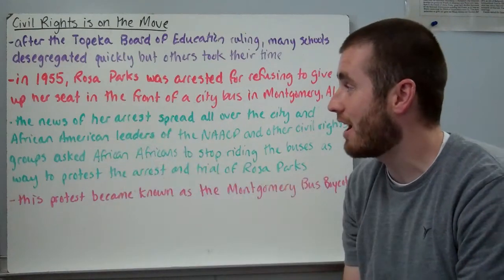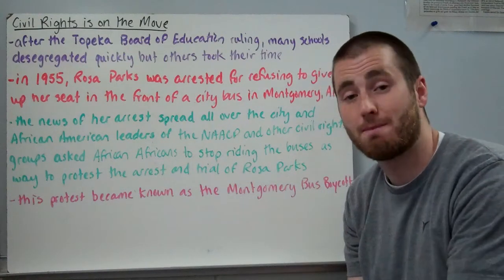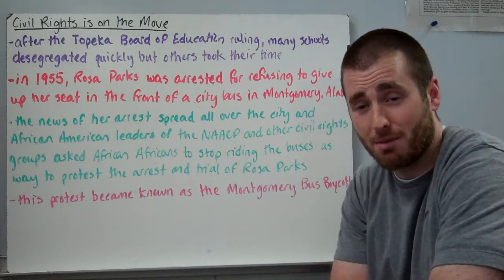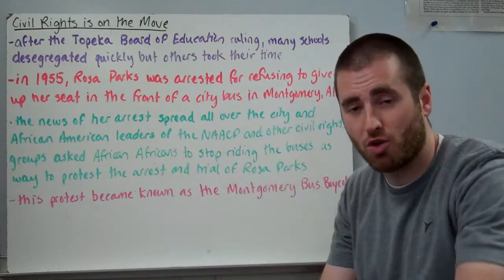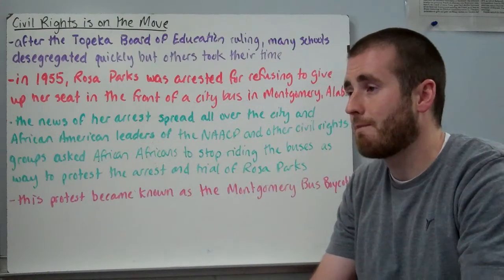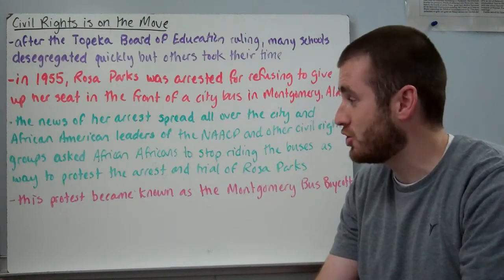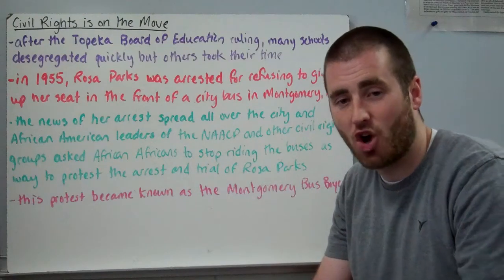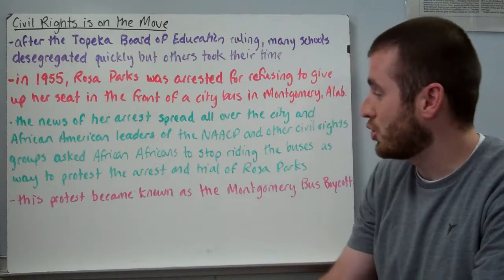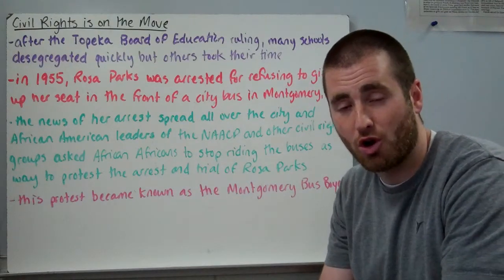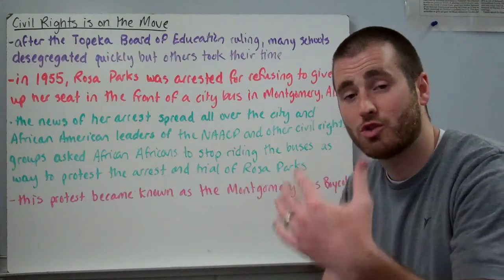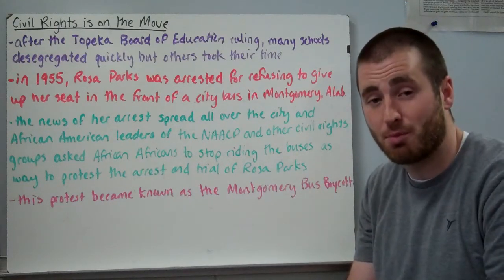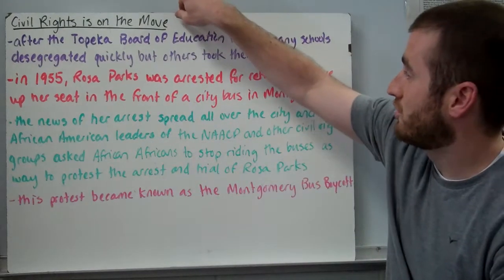And then in 1955, Rosa Parks was arrested for sitting in the front of a bus when all the African Americans were supposed to sit in the back. She was arrested in Montgomery, Alabama. The news of her arrest spread all over the world, especially got national attention, and it encouraged church groups and the NAACP to ask all their fellow African Americans in Montgomery, Alabama to protest this arrest and the trial of Rosa Parks by not riding the buses. So they were going to boycott the buses in Montgomery, Alabama. This protest became known as the Montgomery bus boycott. That was a huge movement for civil rights.